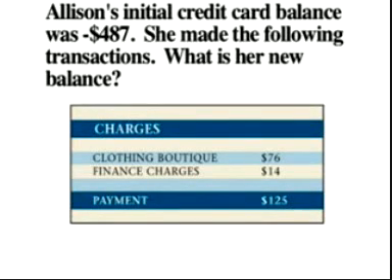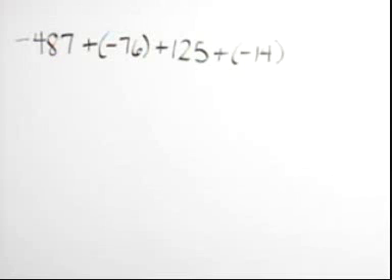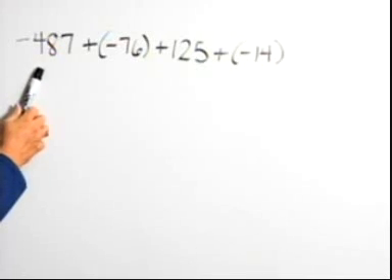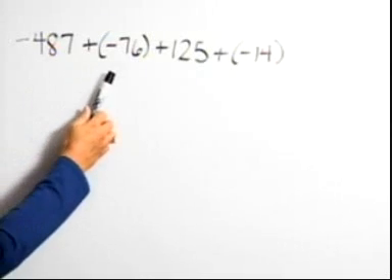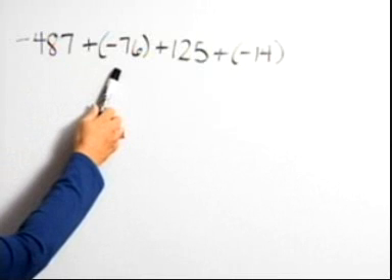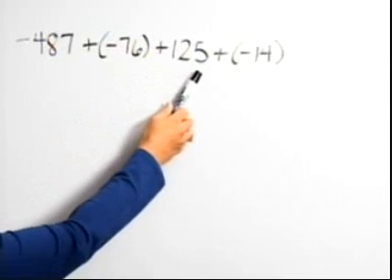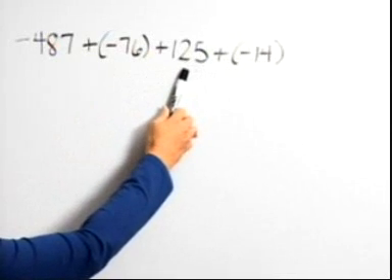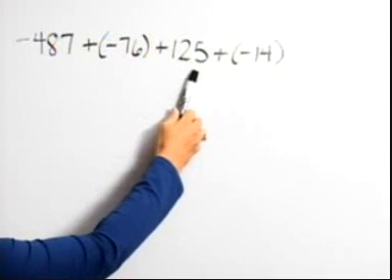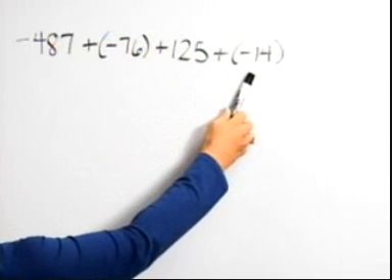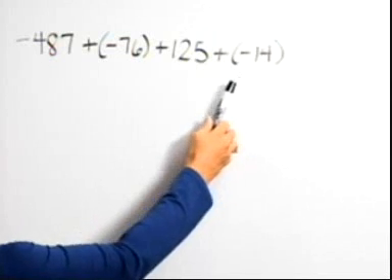Allison's initial credit card balance was a negative $487. She has made the following transactions, and what is her new balance? Well, you can see from the graphic that we have her initial balance of negative $487. Then we added in the negative $76 from the clothing boutique and her payment of $125, and then subtracted out her finance charges of $14.